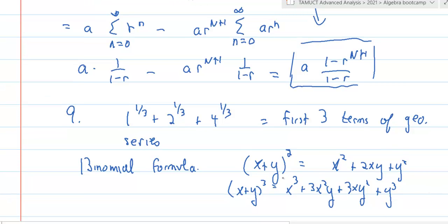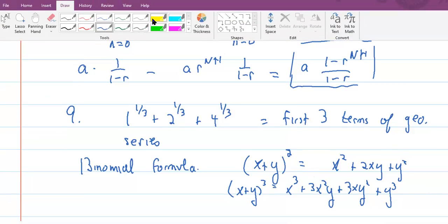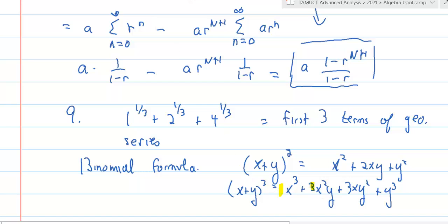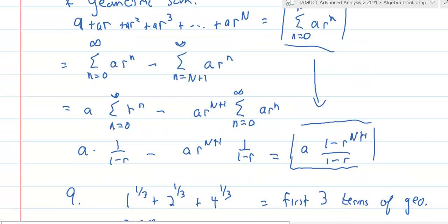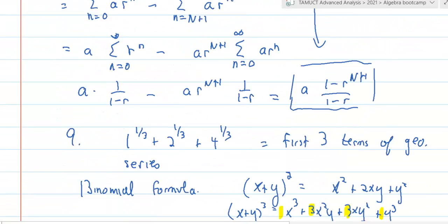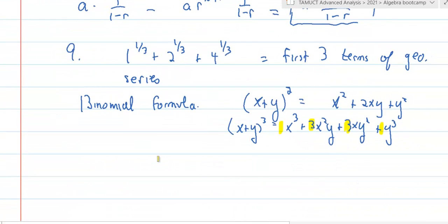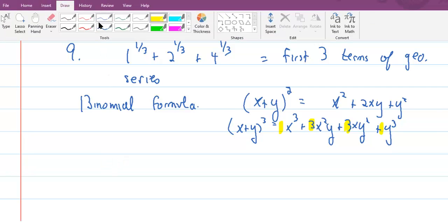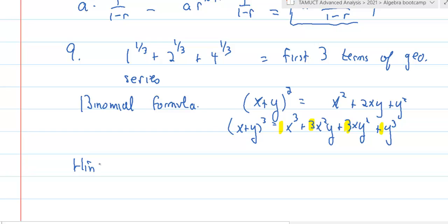And notice these coefficients here, 1, 3, 3, 1, right? These are very important, 1, 3, 3, and 1. Now notice that you have kind of this binomial coefficient pattern right here. You have the 3, 3, and the 1, and you've got these powers. So the hint is to write 3 over a squared plus 3 over a plus 1 using the binomial formula.